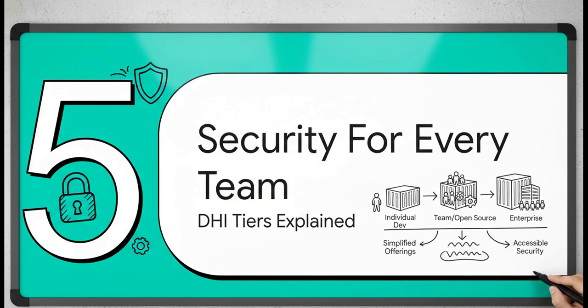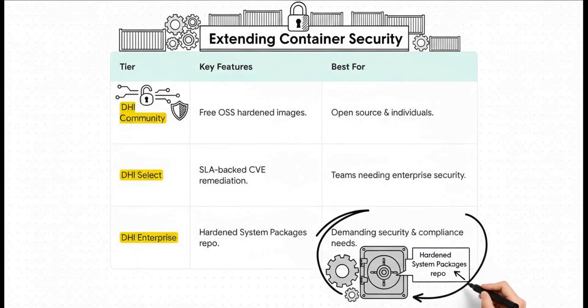So how does this actually work for different kinds of teams? Well, Docker's goal is to make this security really accessible. So they structured their offerings to fit pretty much everyone, from individual open source devs all the way up to huge enterprises with super strict compliance needs. This table lays it out pretty clearly. DHI Community is your free starting point, perfect for open source projects. Then you have DHI Select, which adds that all-important SLA for professional teams. And finally, DHI Enterprise, well, that's the whole shebang. It unlocks the full power of that Hardened System Packages repository we've been talking about.